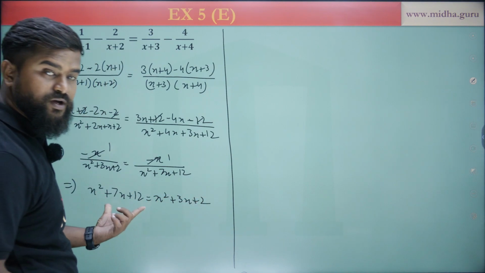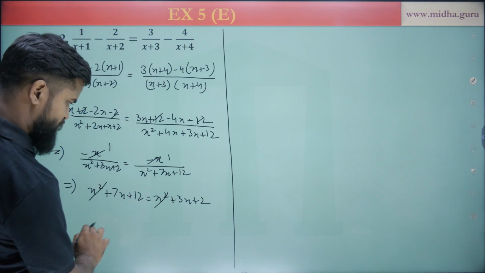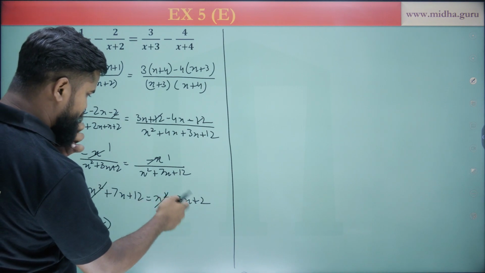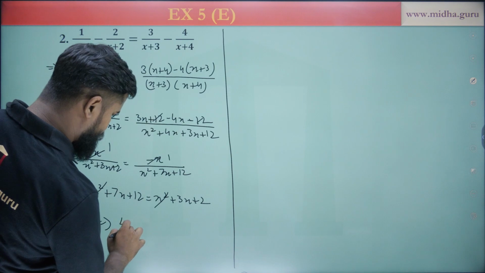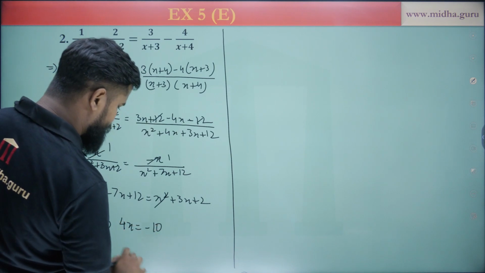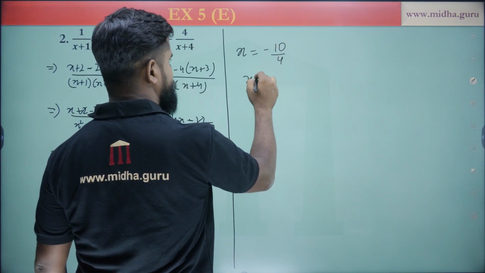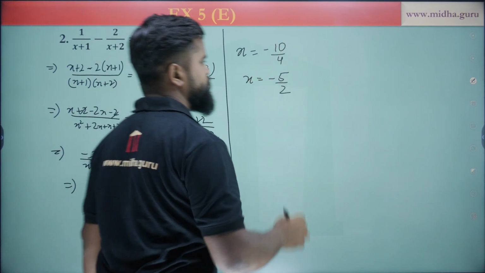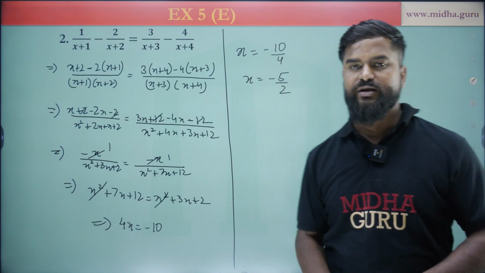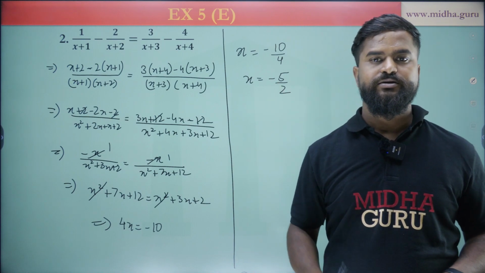Now as you can see, x squared is on both sides of the equation. We cancel it out. Now we take 12 to the other side and bring 3x here. We get 4x is equal to minus 10. So x will be equal to minus 10 by 4, which is minus 5 by 2. And this is how we will solve this particular equation. Let's move on to the next one.